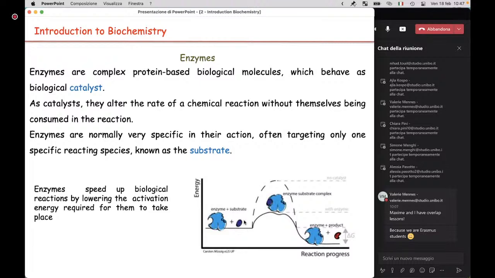So this compound, which has a specific structure that can enter the enzyme and be involved in the reaction, is called the substrate. Okay, so each enzyme has a specific substrate, which is specifically attracted in some way to the enzyme, and the substrate is not a single kind of molecule, but a class of molecules.